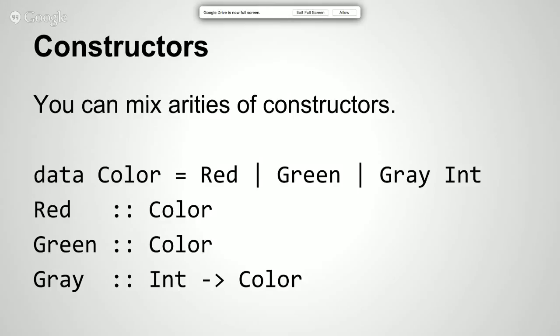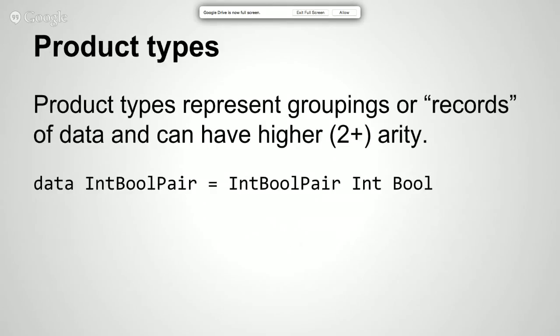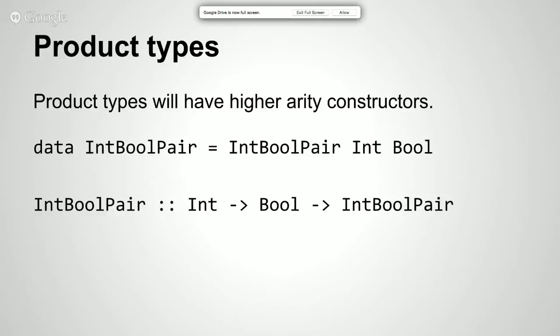With constructors, you can mix arities. You have Red and Green, which are zero arity, and Gray, which is one arity. It takes an Int. Again, that's something we've already seen. And then we have product types, which represent groupings or records of data, and those can have higher arity. So here we have data IntBoolPair = IntBoolPair Int Bool. And that creates a constructor, which is a binary function. Takes an Int, takes a Bool, returns a value in that type.